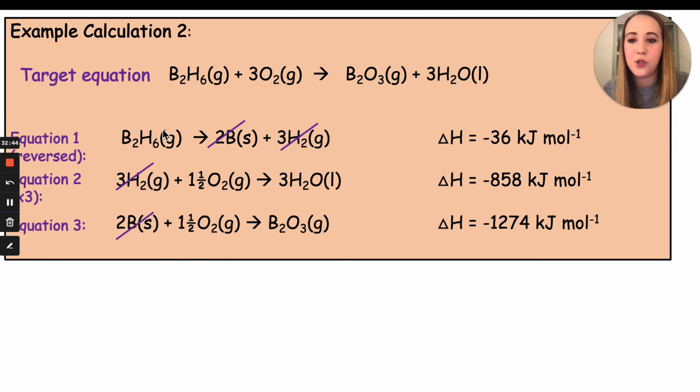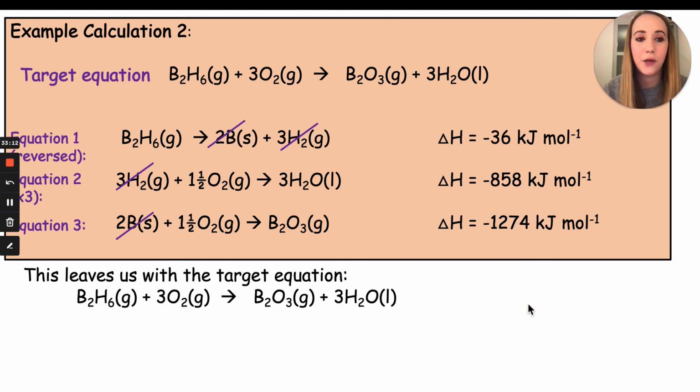So if we just double check, we've got our B2H6 on the left hand side. We needed 3O2 on the left, which we've got. If we add these together, we've got 1.5 O2 from each of these equations. On the right hand side, we needed B2O3 and then 3H2O. So we've double checked that everything else cancels out and we've got exactly the target equation that we were looking for.